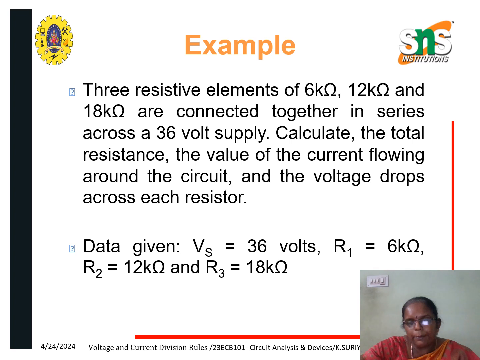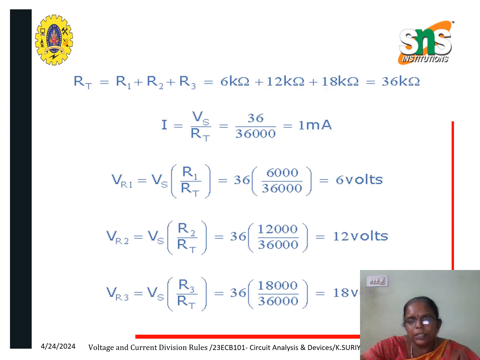Consider the following example with three resistors, 6K, 12K and 18K, connected in series across a 36 volt supply. You have to calculate the total resistance, the current flowing in the circuit and the voltage drop across each resistor. Given: total voltage is 36 volts, and R1, R2 and R3 are 6, 12 and 18K respectively. To find the total resistance, R is equal to R1 plus R2 plus R3 in a series circuit. So 6 plus 12 plus 18 is equal to 36 kilo ohms.